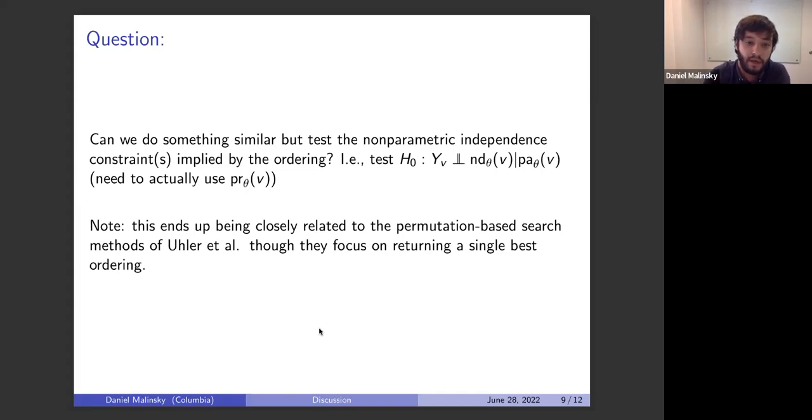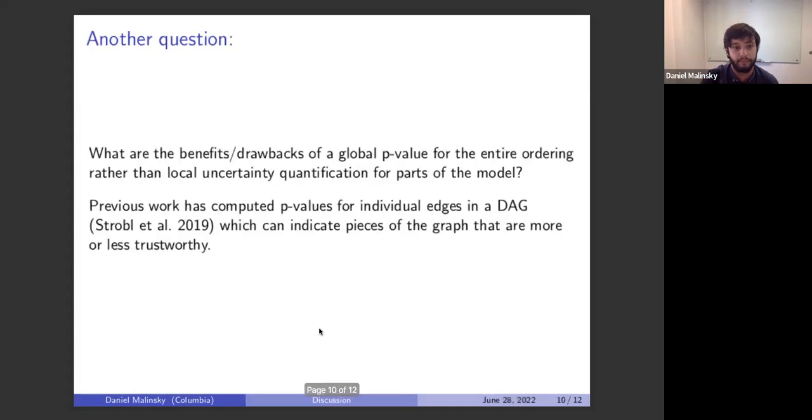And this ends up being closely related to work done by Caroline Uhler and her collaborators on permutation-based search methods. Although they look through all possible permutations in a kind of computationally clever way, and they test these kinds of independence constraints, they focus on returning a single best ordering rather than a confidence set. And a question that this leads me to is the benefits and drawbacks of a global p-value based approach rather than local uncertainty quantification for parts of the model.